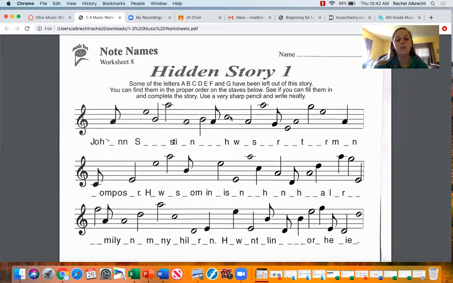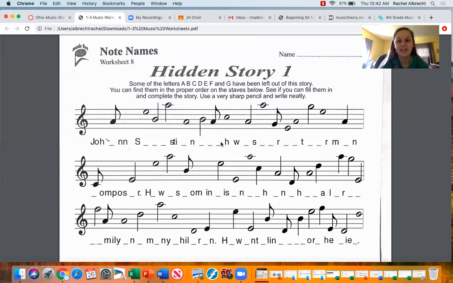This one right here is again a space note because it's in between the lines. So let's count up: 1, 2, 3. It's on the third space. Thinking through F, A, C, E, that would make it C. And you're going to write C right there.